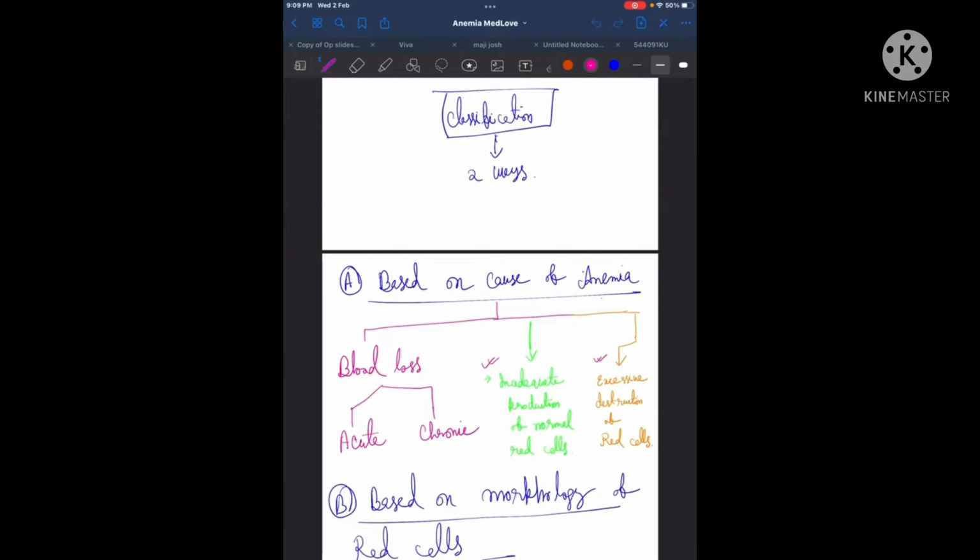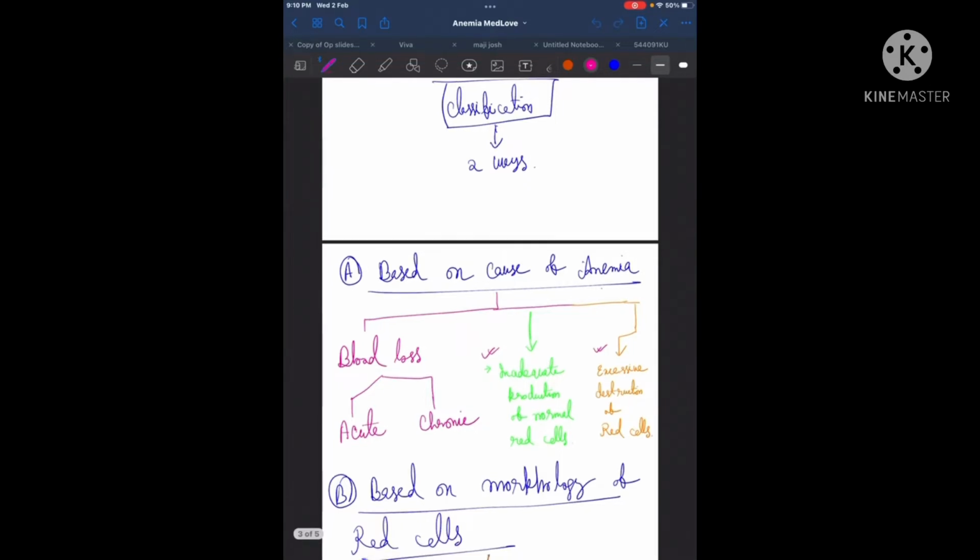Based on the cause of anemia, it can further be classified by three types. That is due to blood loss. Blood loss can be acute or chronic. Second one is due to inadequate production of normal red cell, and third one is due to excessive destruction of red cells. In blood loss anemia, there is loss of blood, which may be acute or chronic.